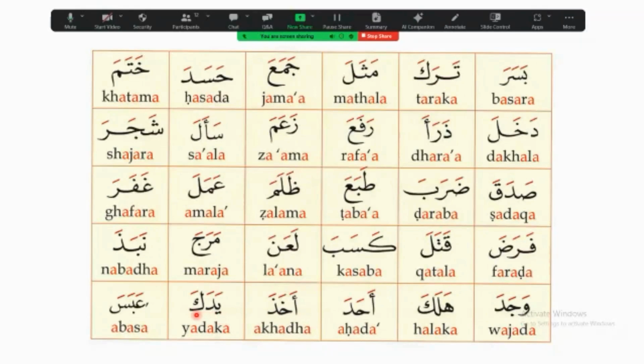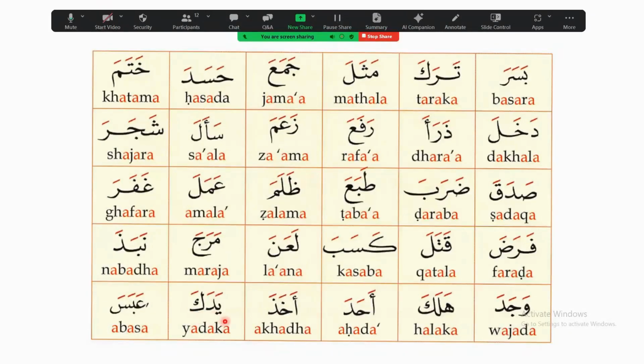The next one is yadaka. Ya letter, da letter, and kaf letter. Yadaka. The kaf is light, dal is light, and ya is light here as well. So all of the light letters, just simply say yadaka. The last one here is ain letter, ba letter, and sin letter. Abasa. Ain from the middle portion of the throat. Let's say this row: wajada, halaka, ahada, akhadha, yadaka, abasa.